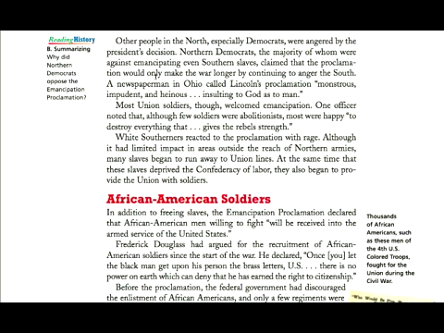Other people in the North, especially Democrats, were angered by the president's decision. Northern Democrats, the majority of whom were against emancipating even Southern slaves, claimed that the proclamation would only make the war longer by continuing to anger the South. A newspaperman in Ohio called Lincoln's proclamation "monstrous, impudent, and heinous, insulting to God as to man."